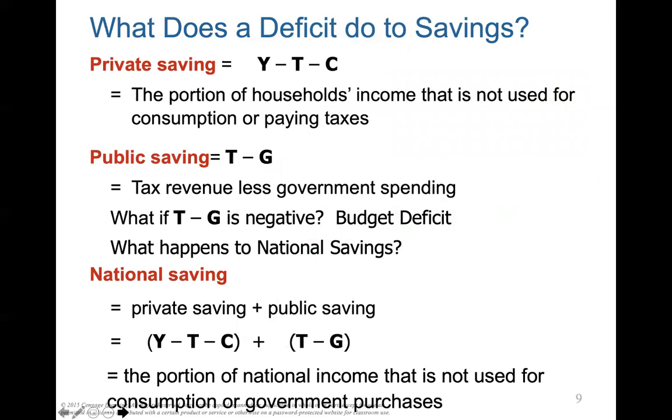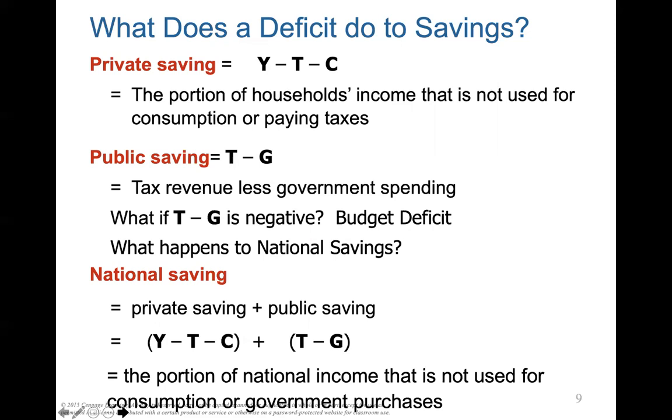So what does a deficit do to savings? Remember we talked about what a deficit is? A deficit is when the country spends more than it brings in taxes. If we look at this page here, and we look down at that T minus G, we know that the taxes are a number, and G is a bigger number, so we have a deficit. So what ends up happening here is when we have a deficit, it's actually making that T minus G number negative.